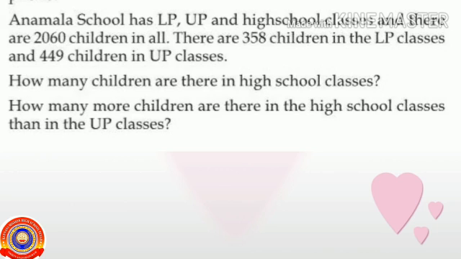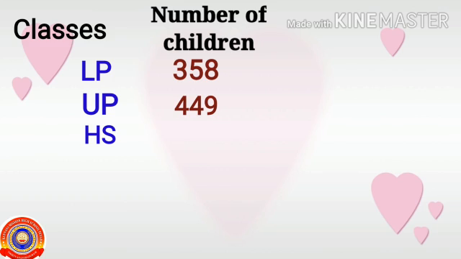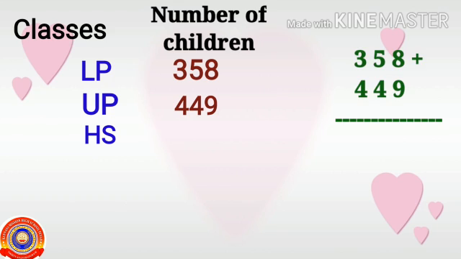Students, listen. How many children are there in LP classes? 358. How many children are there in UP classes? Yes, 449. To find out the number of children in high school classes, at first we have to add these 358 and 449. 358 plus 449.